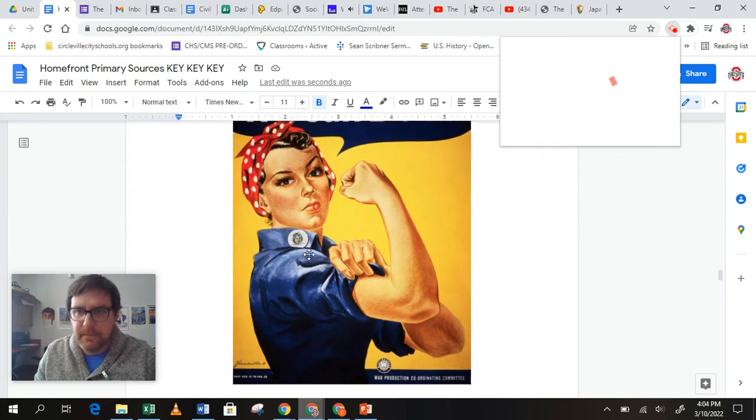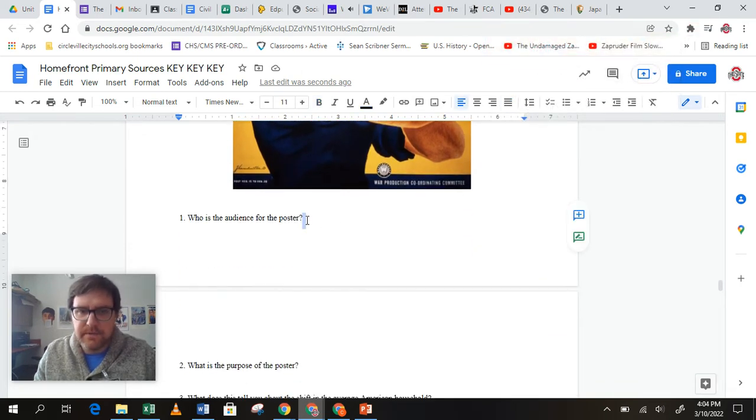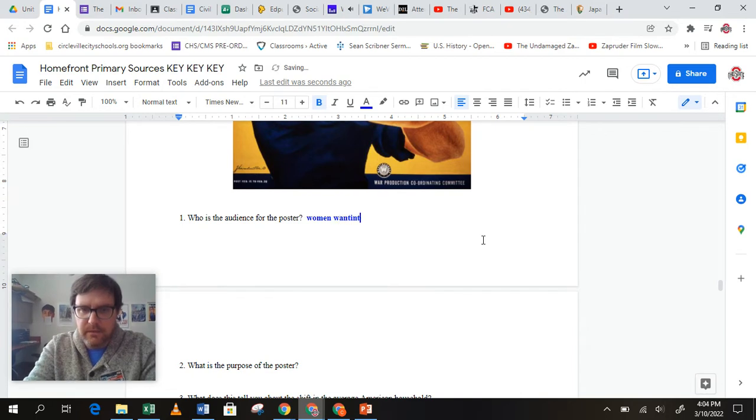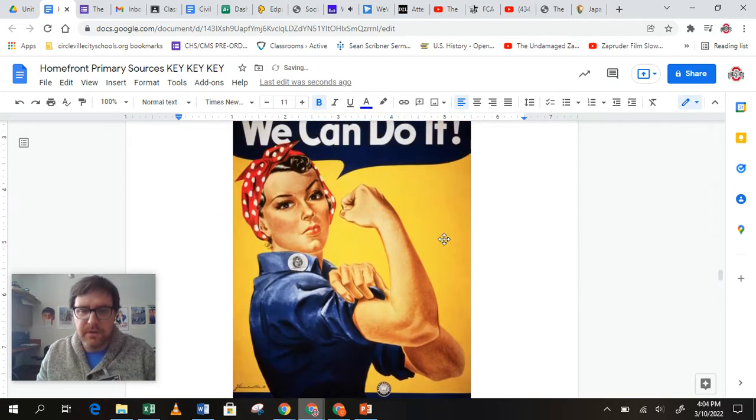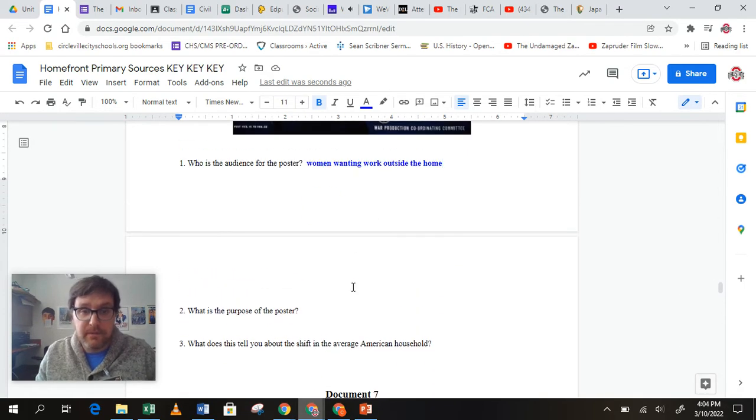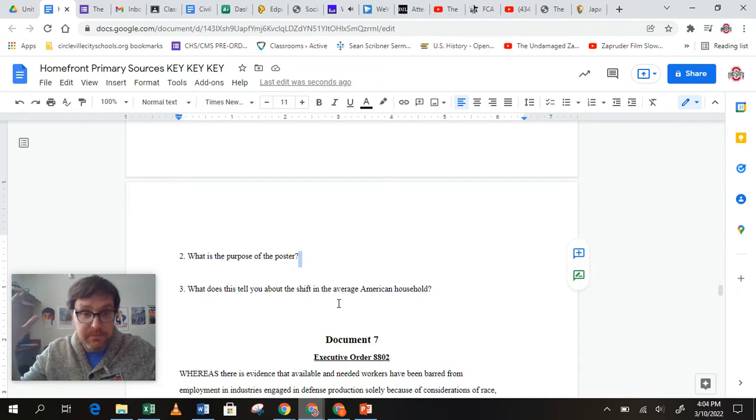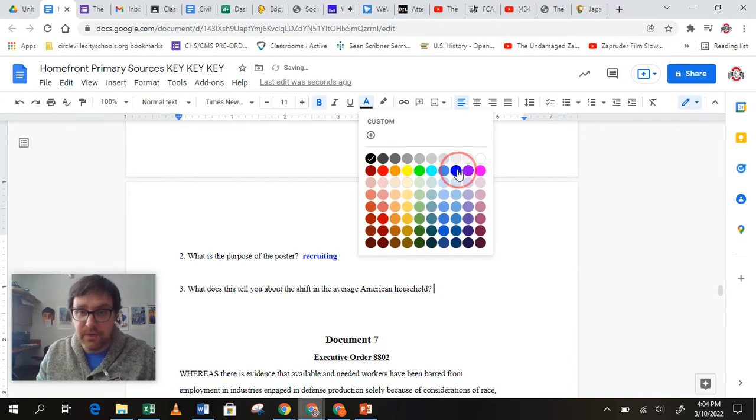So, that's that. Rosie the Riveter, who's the audience for this poster? The audience that hopefully you put something down about women wanting work outside the home. This is Rosie the Riveter, the nickname for the women who would go into the factories, and they would rivet the bolts in place on the big ships, right? The purpose of this poster was recruiting. They wanted to recruit women to the factories, and it was showing them as strong and capable and doing their patriotic duty too.